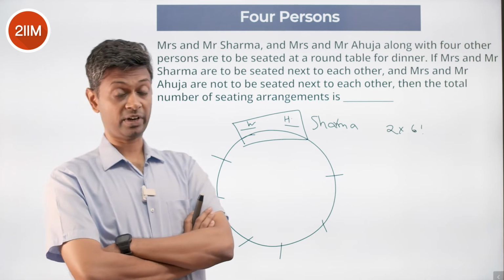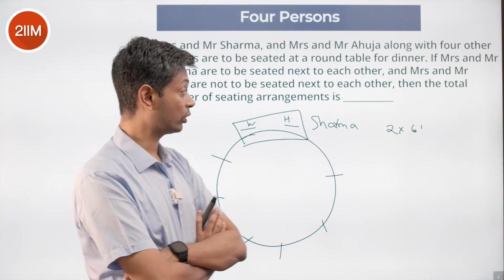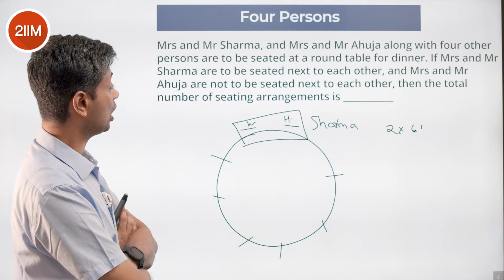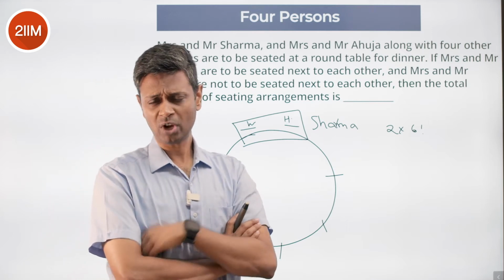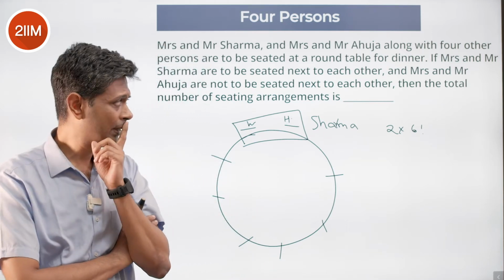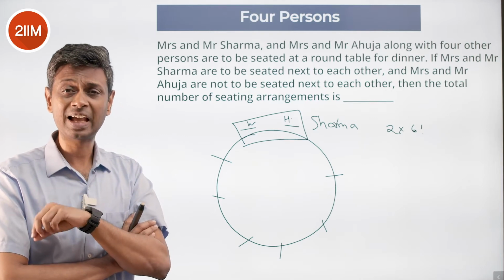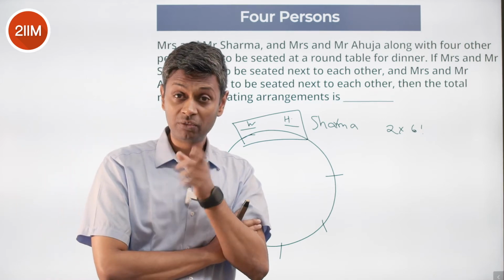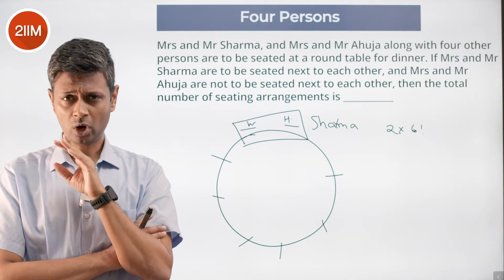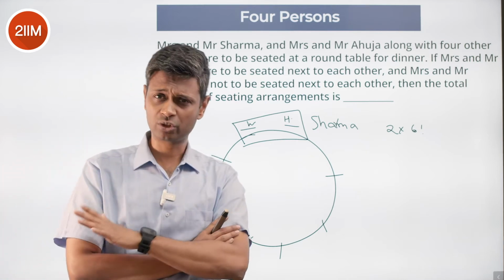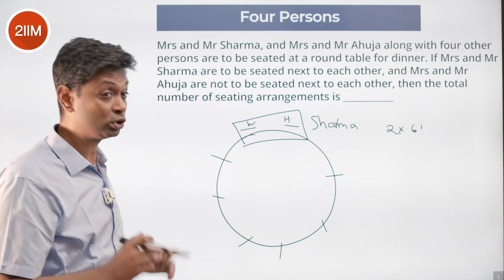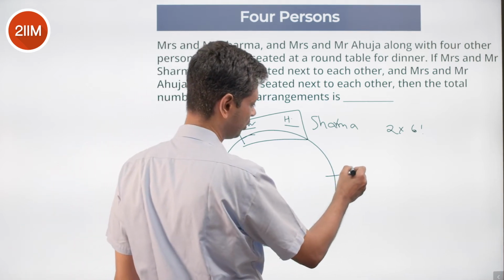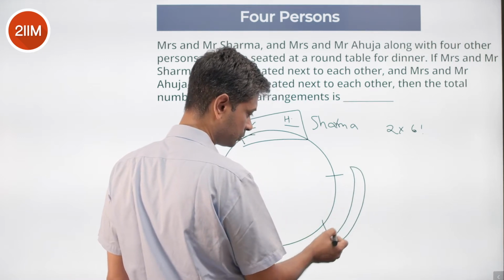It's not 2 into 6 factorial, because that does not account for the fact that Mrs. and Mr. Ahuja are not to be seated next to each other. How do I handle that? I say, okay, let me count all possibilities where they are seated next to each other and subtract that. My answer should have been 2 into 6 factorial, from which I subtract all possibilities where they are indeed seated next to each other. That means Mrs. and Mr. Ahuja could have been in these 2 seats, or these 2.